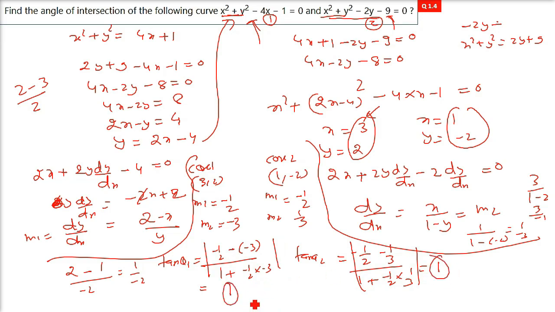In the previous question also we saw, we got 9 by 2 if you remember. So theta is tan inverse 1 in both the cases. But tan theta is 1, what is theta? Theta has to be pi by 4, 45 degrees. So theta is pi by 4. This is your answer. Okay, 45 degrees.